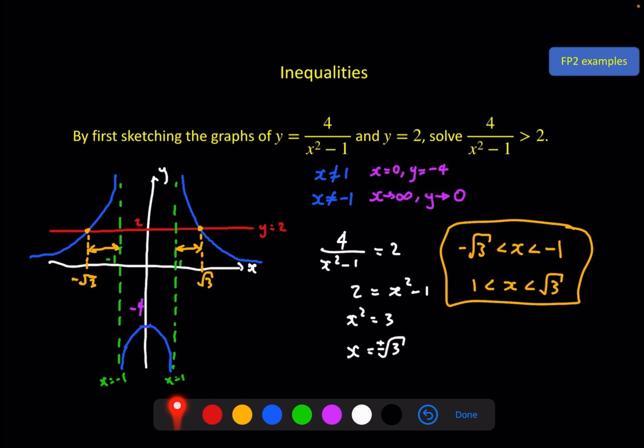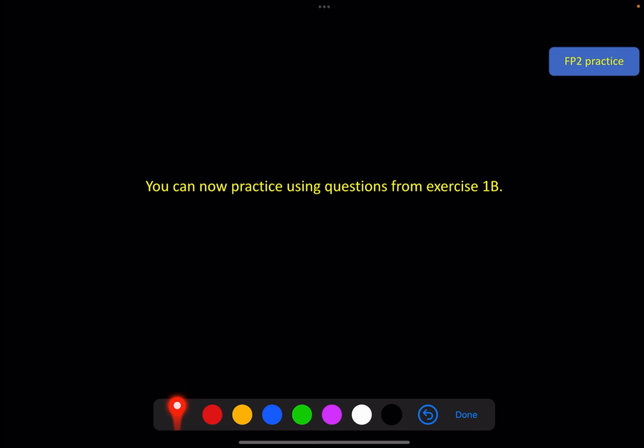If your graph drawing skills are not so great, as with any other skill in life, you need a bit more practice, and you can do that using the relevant exercise in the textbook. For the Edexcel one, it's exercise 1b.